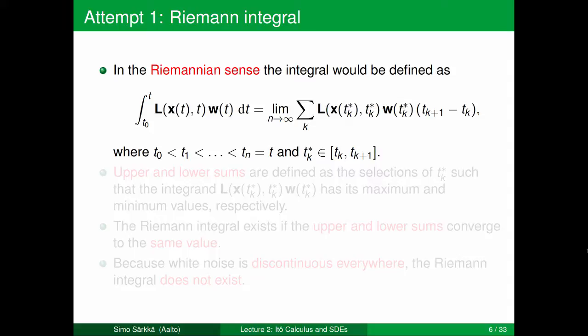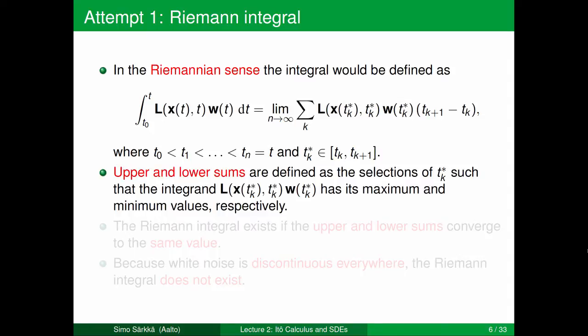So let's now first attempt to define the integral as a Riemann integral. In the Riemann sense, the integral would be defined like this. The integral is the limit of L times w times the difference t_{k+1} minus t_k. The integral is defined to be the limit of this expression, where this limit needs to be unique in a certain sense. The uniqueness in the Riemannian case means that the upper and lower sums need to converge to the same value.